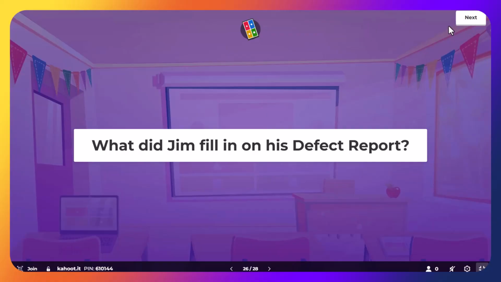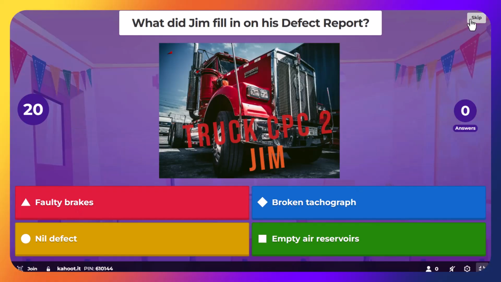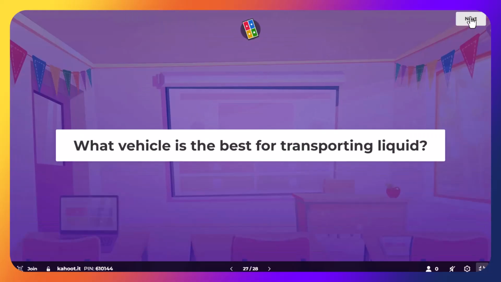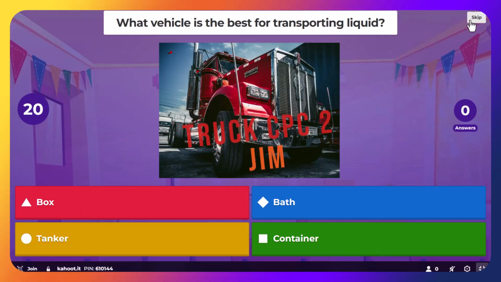What did Jim fill in on his defect? But we had the question earlier, it was nil defect, wasn't it? What vehicle is the best for transporting liquid? Liquid goes into a tanker.